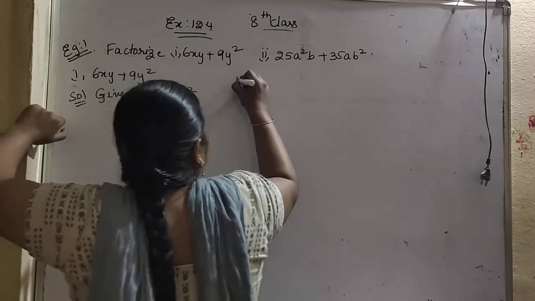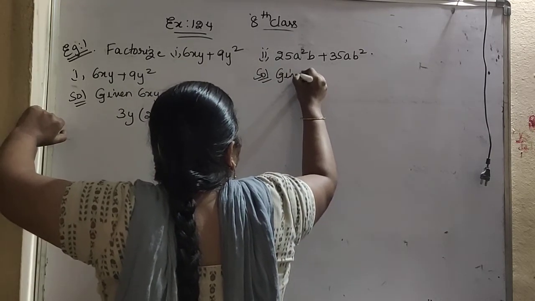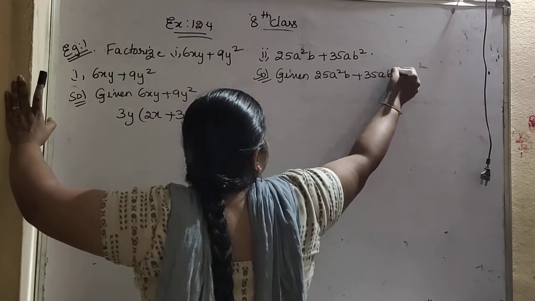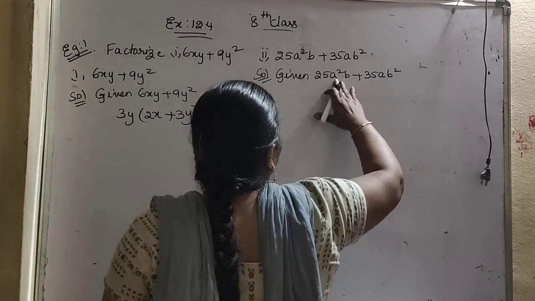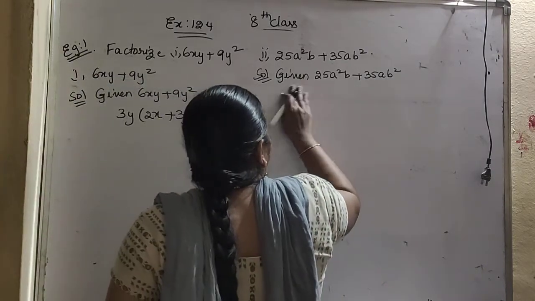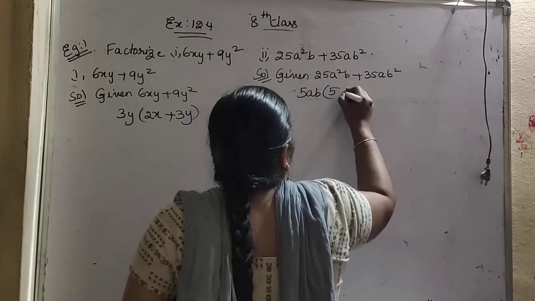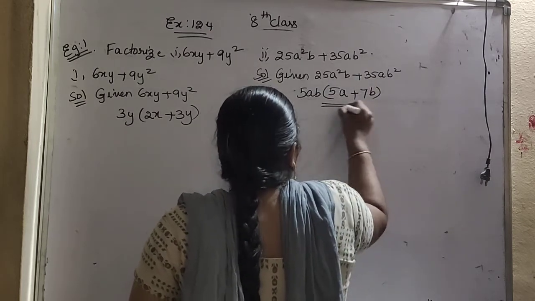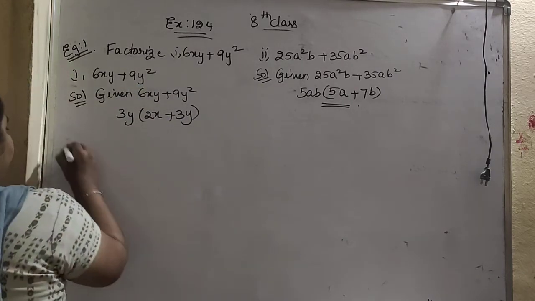The second one is the given question 25a square b + 35ab square. 25 and 35 will go in the 5 table, so I am taking 5 as common. In both the terms a and b are there, so I can take ab as common. So I am taking 5ab as common. 5 fives are 25, 1a will be remaining. 5 sevens are 35, 1b will be remaining. So this is the factorization for the given terms. So this is our example number 1.